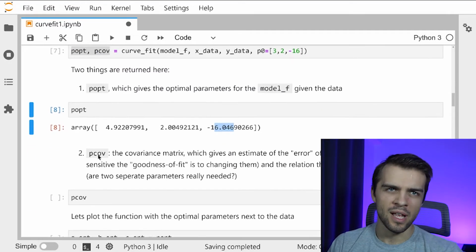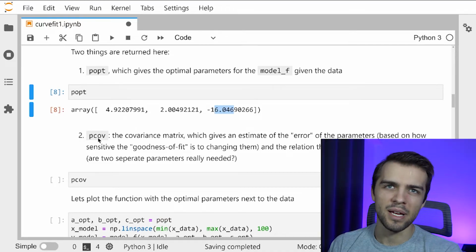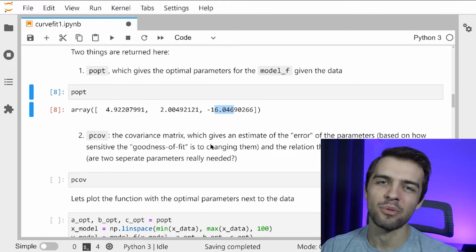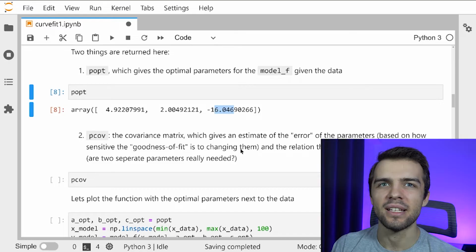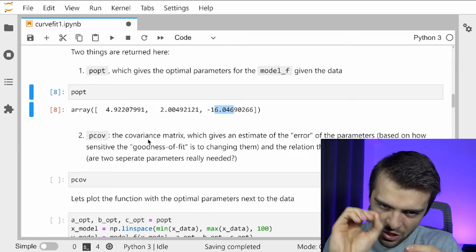So curve_fit returned that. Now a little bit more complicated is pcov. This is the covariance matrix of the parameters, and you can use it to get an estimate of the error on the parameters. I'll go into that in a little bit because it's a little bit complicated, but it's based on how sensitive the goodness of fit is to changing those parameters.